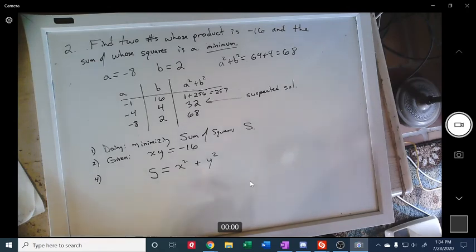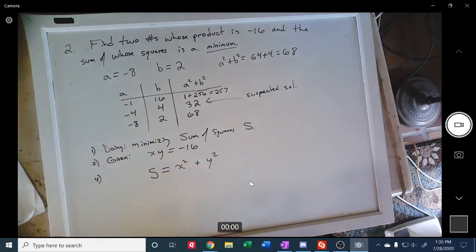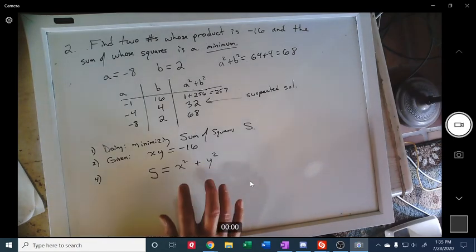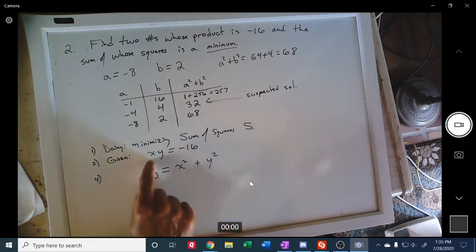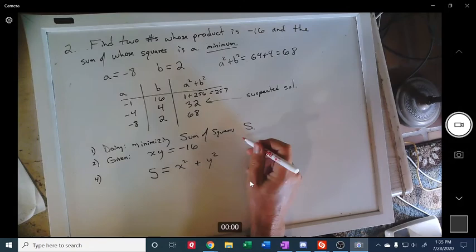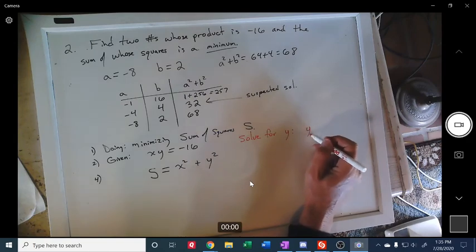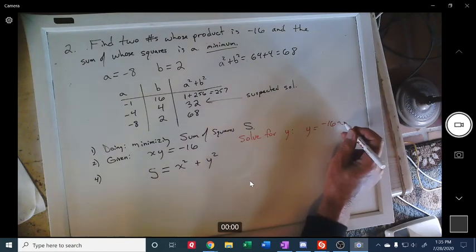Alright, so when we get to here, we are at the same problem that we were at last time. One output variable, but two input variables. We don't know how to take the derivative when there's two input variables. We're going to have to get only one input variable. How do we get from two input variables down to one input variable? Exactly what we did over here before. We solve for y. Y is equal to negative 16 divided by x, or x to the negative 1.